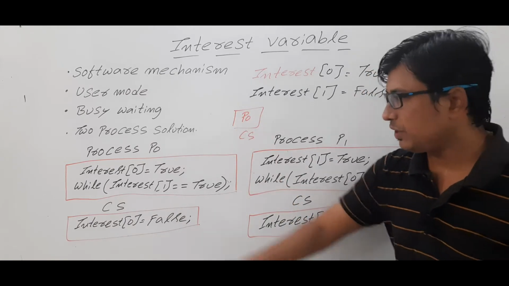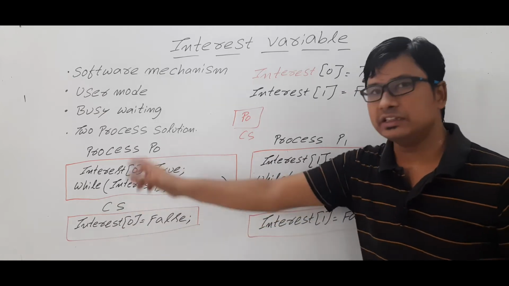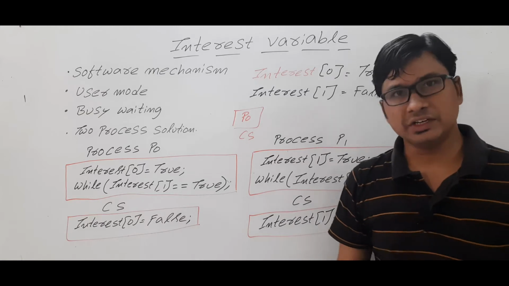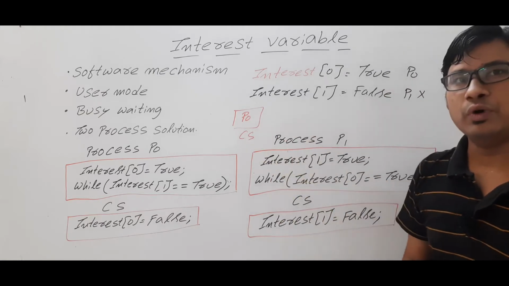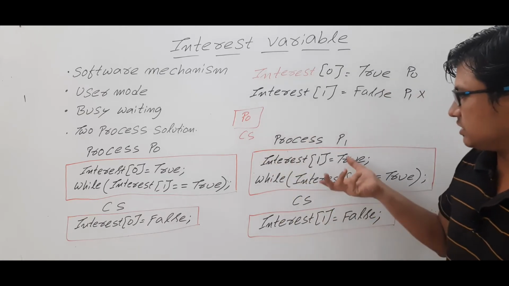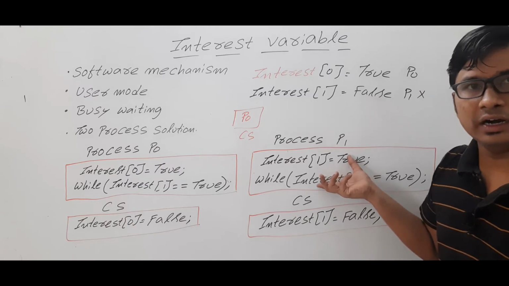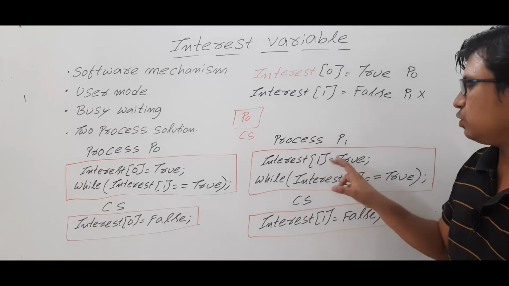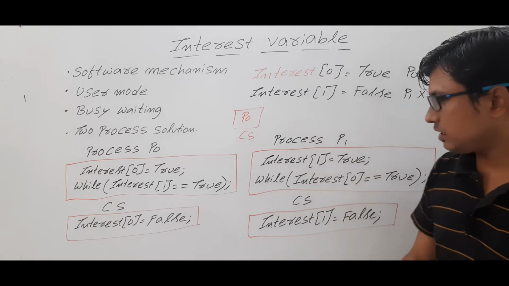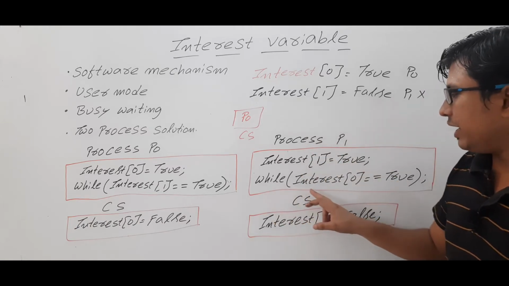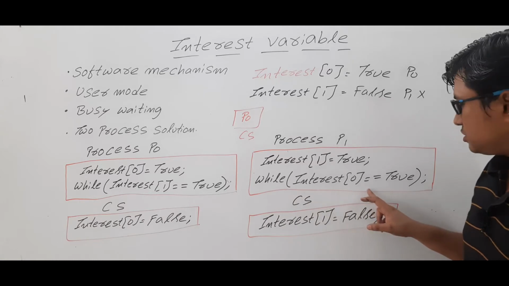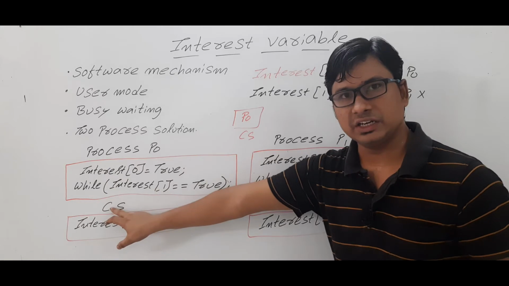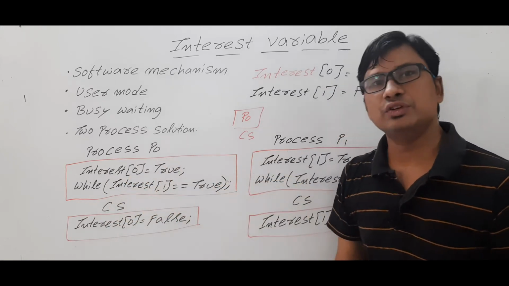Now let's take that when process P0 is in the critical section, process P1 wants to enter into the critical section. If process P1 wants to enter into the critical section, it has to execute the entry section. Now interest of 1 is equal to true. So it is showing its interest to enter into the critical section. Now look here. While interest of 0 is equal to true. Yes, process P0 is in the critical section and its interest of 0 is equal to true.